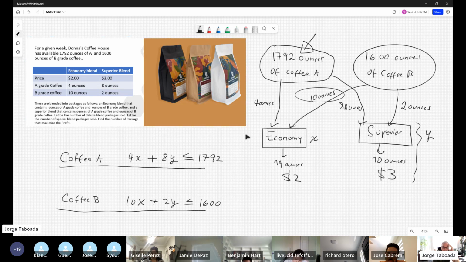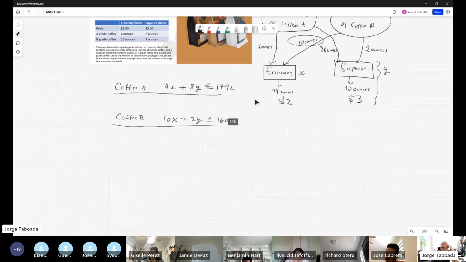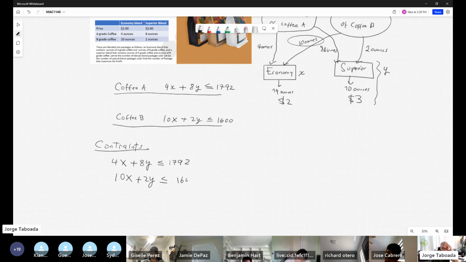Actually, let me try to set out the constraints properly. Nice constraints of this word problem. The constraints are 4X plus 8Y less than or equal to 1792. Another constraint is 10X plus 2Y less than or equal to 1600. Of course, when you are working with a physical situation, these values must be positive, not negative. A solution in the second, third, or fourth quadrant is totally illogical. My solution lies in the first quadrant because every quantity is positive: coffee is positive, packet is positive, everything is positive. So X and Y are greater than or equal to 0. This is my system of inequalities.